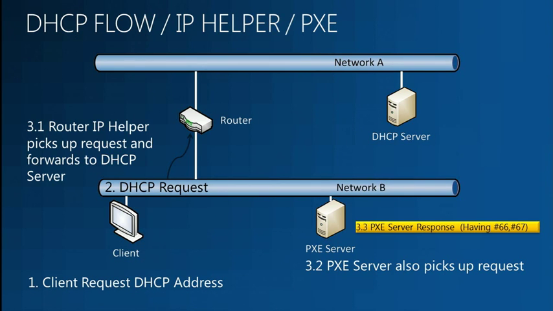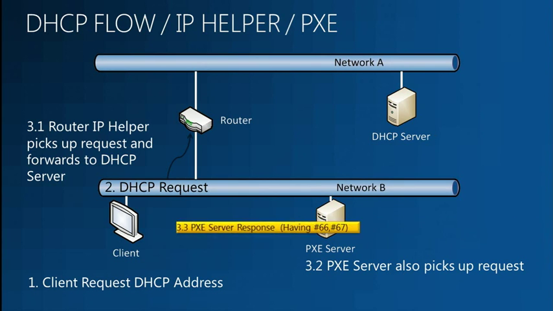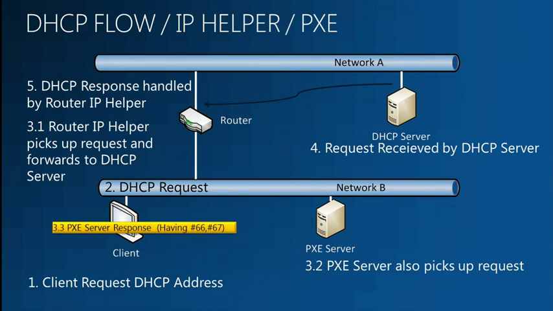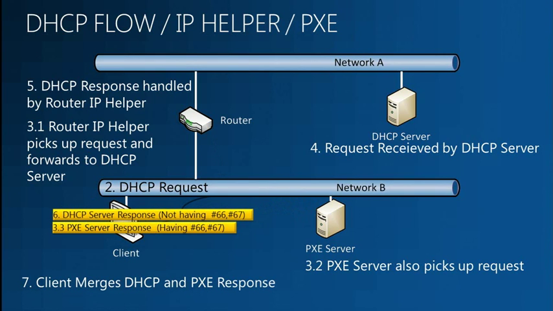So the PXE server will respond, telling the client, hey, I'm this PXE server, this IP address, and you're supposed to have this boot file. Check. Now, that information goes to the client. The request goes to the upper DHCP server. It will hand back an IP address, the PXE option, not specifying name and boot file again. And the client will now merge this information, and it will be able to PXE boot.